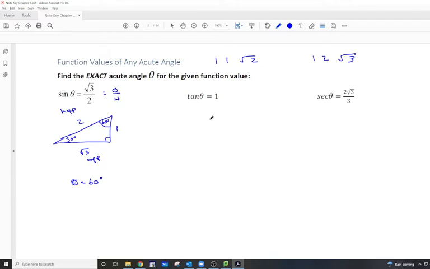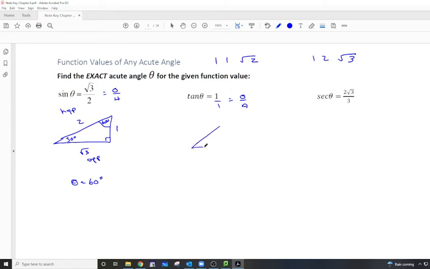So this one, whenever they give you a number without a denominator, always put in a denominator of 1, right? The denominator of any number or any value is 1. So this is telling me that I have a ratio of opposite to adjacent of 1 to 1, which means I have to be looking at my 1, 1, root 2 triangle.